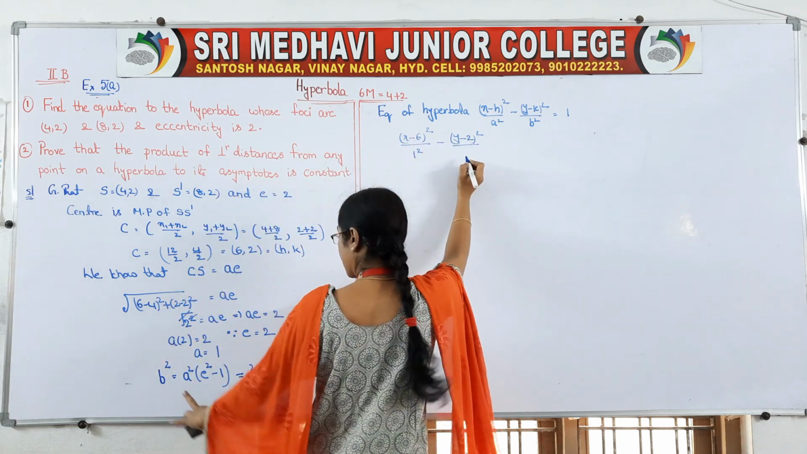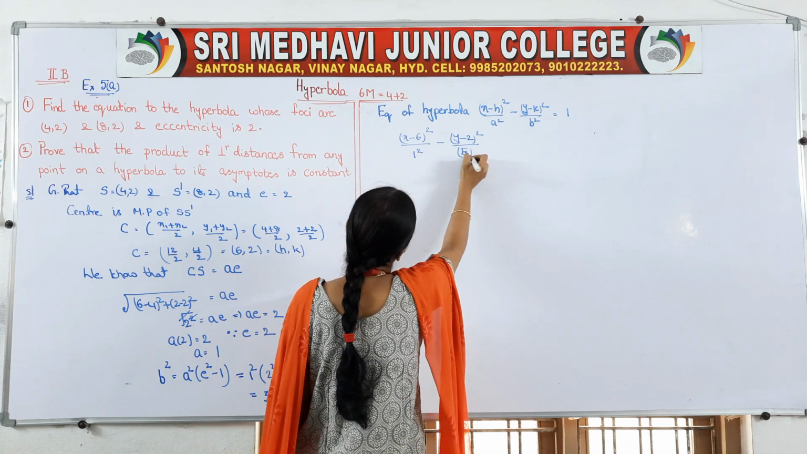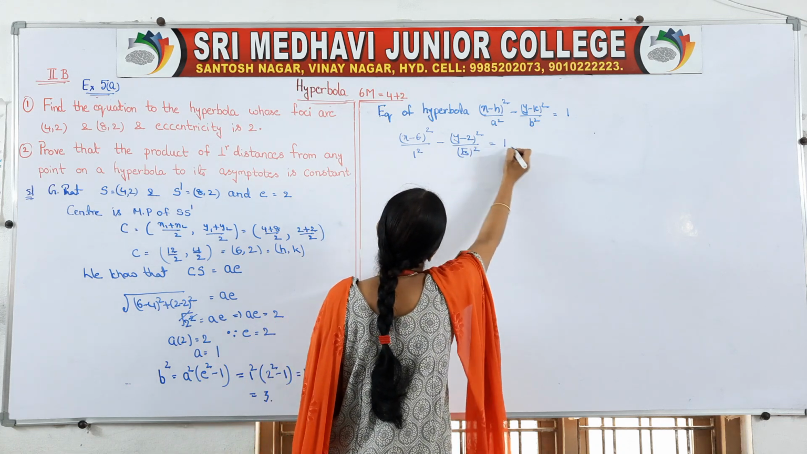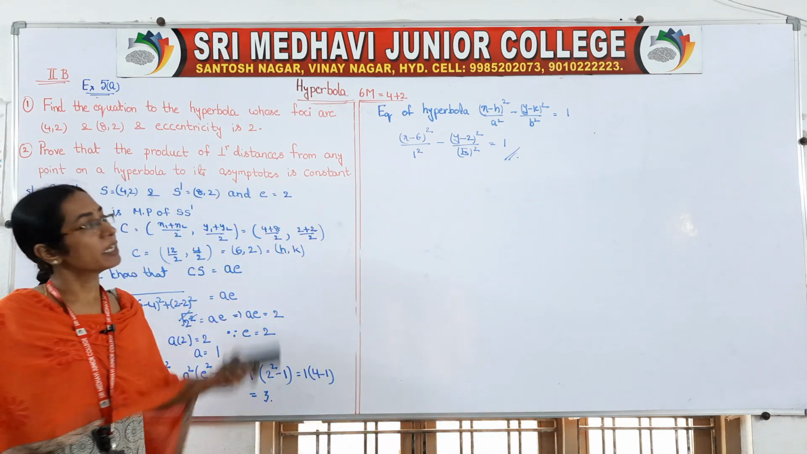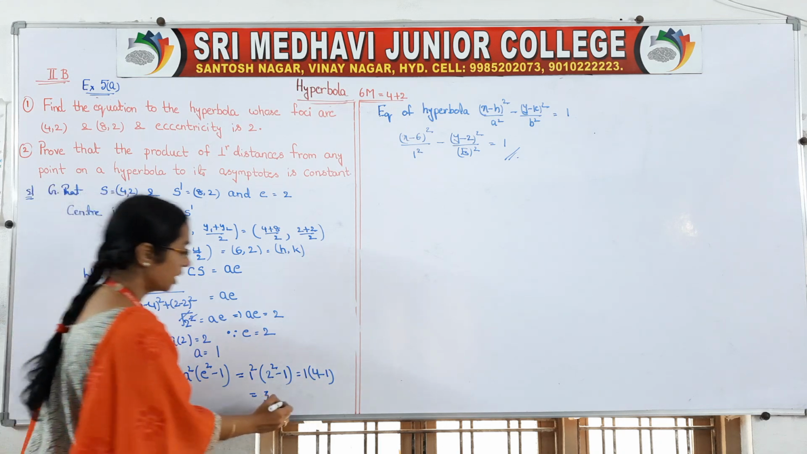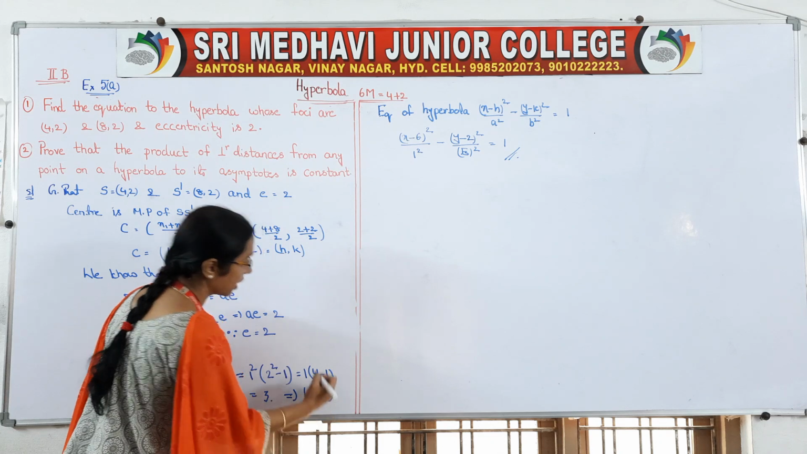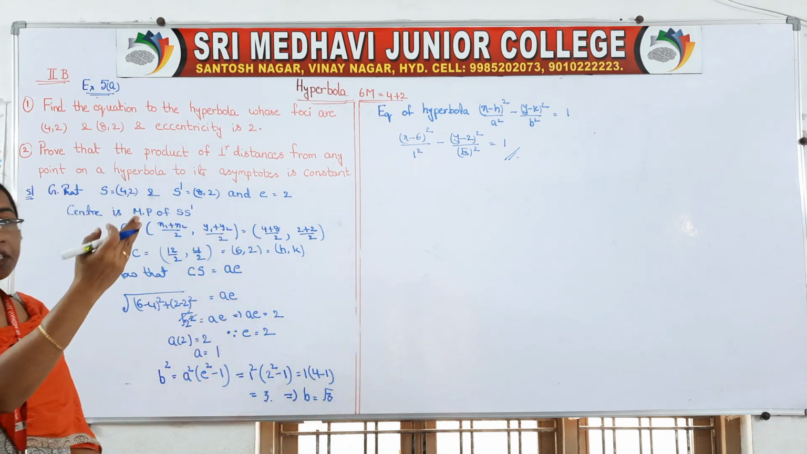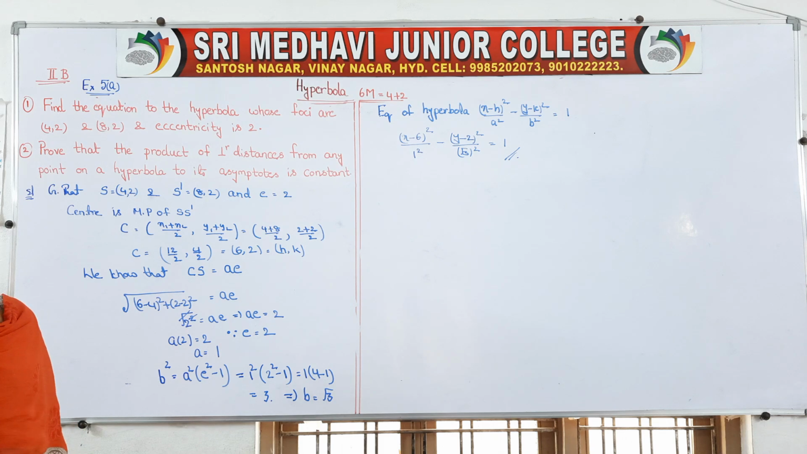We got b square as 3, right? So root 3 whole square is equal to 1 is your required hyperbola equation. Okay, b square is equal to 3 means what will be your b? b is equal to root 3. While writing the equation, it should be in the form of b square. So that is your required hyperbola equation.